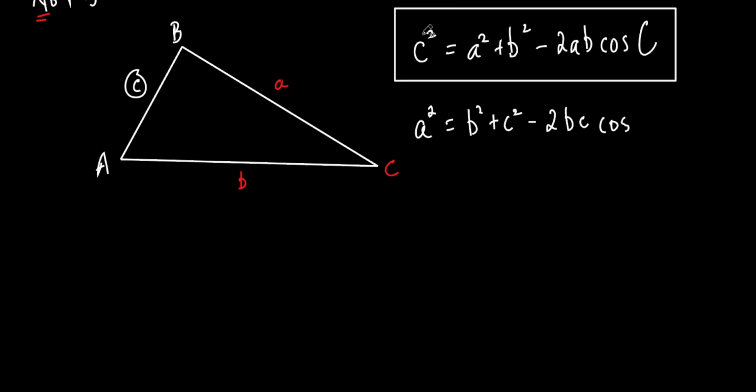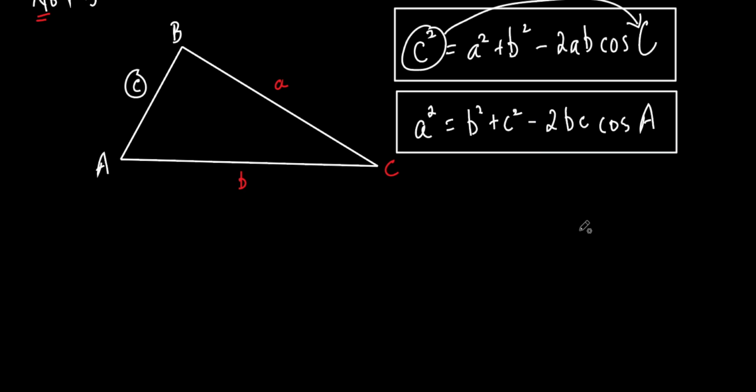Because look, this is angle C and this is side C. Whatever side you put here, the angle is going to be the angle opposite that side. So if you're solving for side A, you take the cosine of angle A. That's another way you could write it. Really, it's all the same thing. This side and this angle are opposite each other. These are your leftover sides. Does that make sense? Let's put this in a box. Now you're kind of getting the idea, right?